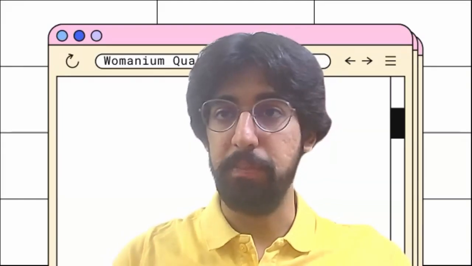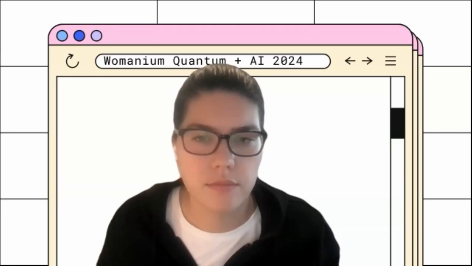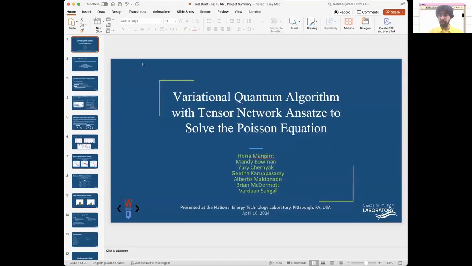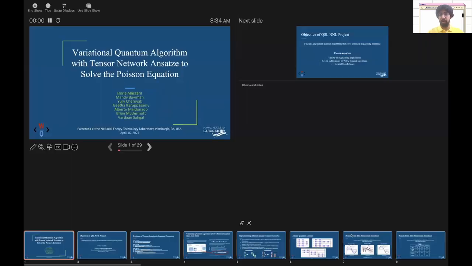The first session is with Mandy Bowman. While Mandy tries to share her screen, a quick introduction of the project. The team spent about six and a half months on trying to build quantum variational algorithms with tensor networks and ansatz to solve the Poisson's equation. And they did it pretty well.